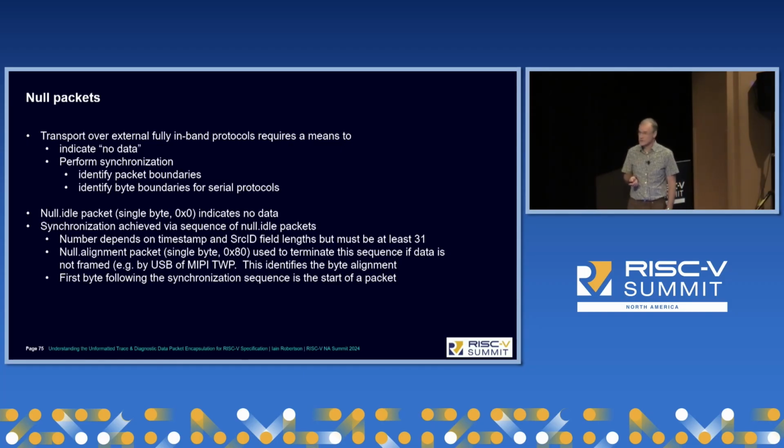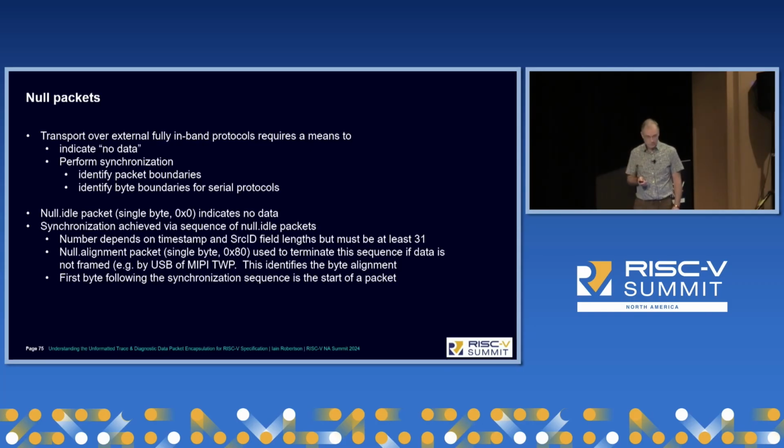It's also used for synchronization purposes. Again, if you were sending stuff over just a data stream, you need a way to identify where the packet boundaries are. If it's a serial link, you need a way to identify where the byte boundaries are as well. And so the null packets can be used for that purpose.